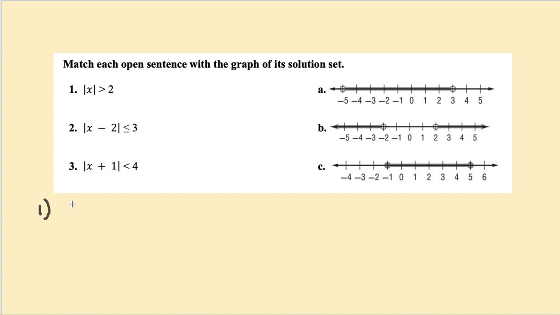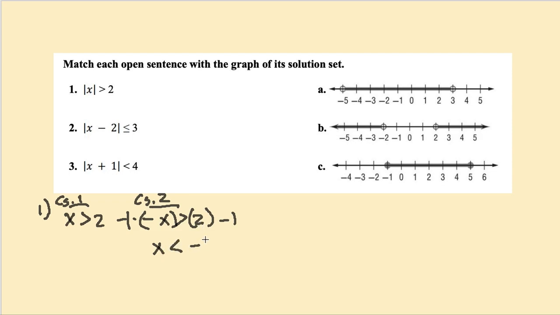So for the first one, you've got your first case, which is going to be the positive case, and then your second case is going to be the negative case, so case 1 and case 2. Negative x is greater than 2. This one's already in good shape and ready to go, but this one you would multiply both sides by -1, and when you do that, you would get x, and now it becomes less than -2. So we have an inequality.